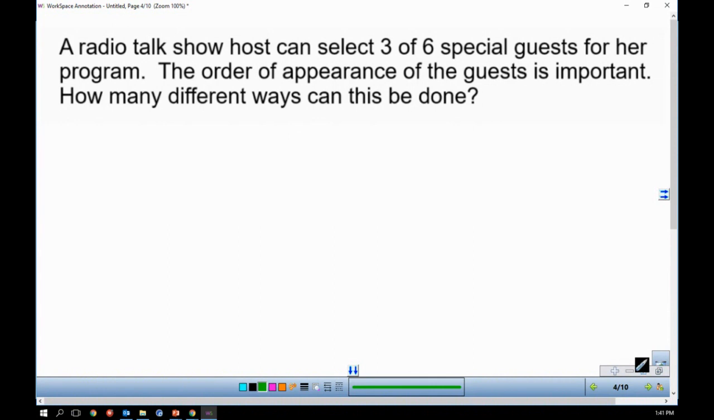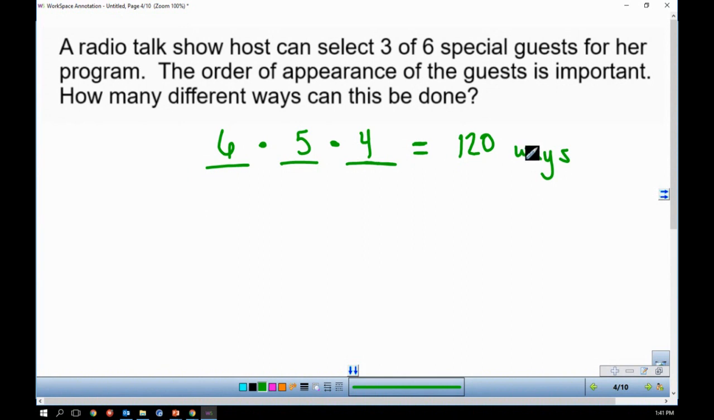So first we're going to reason through this one, then we'll use what we've learned. So how many can she pick? 3. Yes. 6 people for the first spot, then 5, then 4. Okay, all our spaces are filled, so we can multiply and get our answer. 120 ways, that's right. That's just using logic and reasoning.